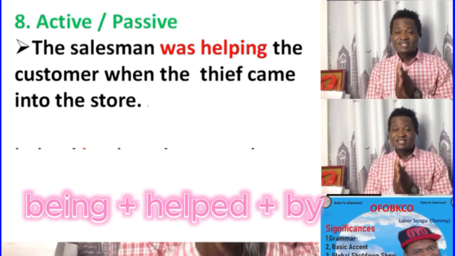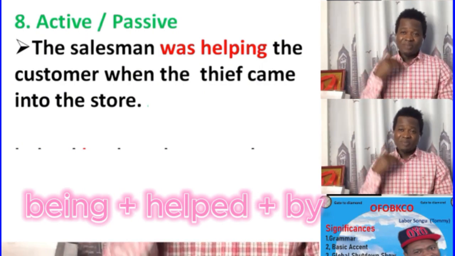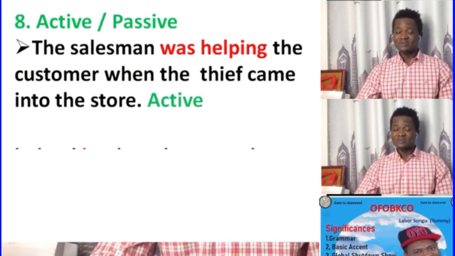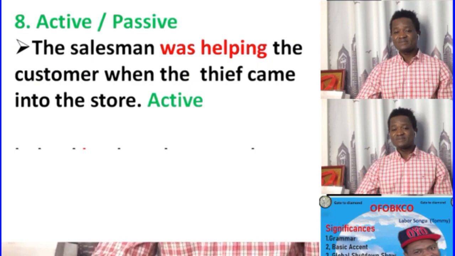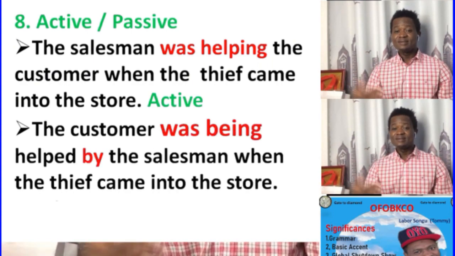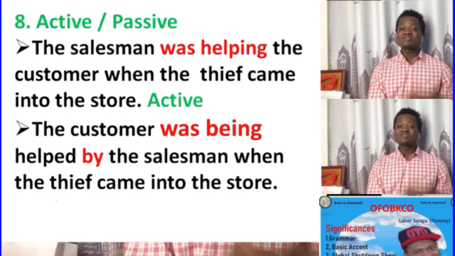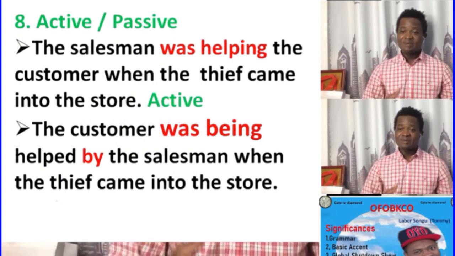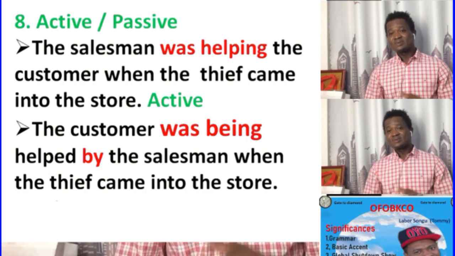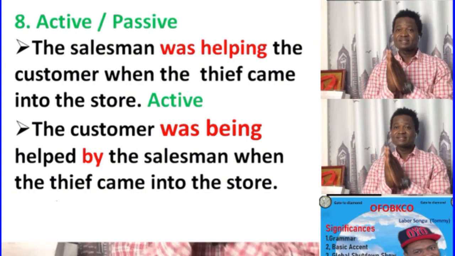So if we want to change this past progressive active to a passive form, you've got to see what will happen. This is the active voice, so let's change it to the passive voice. The passive is going to be the customer was being helped. So you've got to see being plus the past participle helped, and with the word by. So the customer was being helped by the salesman when the thief came into the store. So this is how to change the active voice to the passive voice in past progressive.